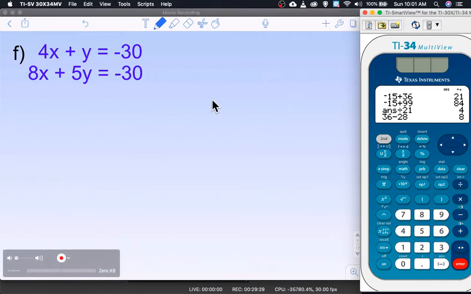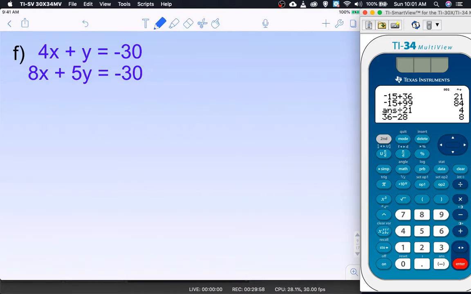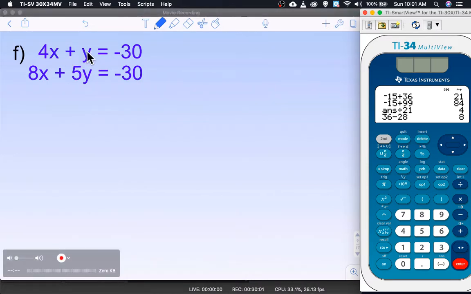So, hints: if you wanted your x's to eliminate, the least common multiple of the 4 and the 8 is what? The smallest number in both of their times tables is 8. So you'd have to make both of your x's become an 8x if you wanted your x's to eliminate. If you wanted your y's to eliminate, the least common multiple of 1 and 5 is 5. So you'd have to make both of these become a 5y to make your y's eliminate. And then the only other thing you'd have to worry about is making sure one of them is a positive and one of them is a negative. So either a positive 8 and a negative 8 or a positive 5 and a negative 5.